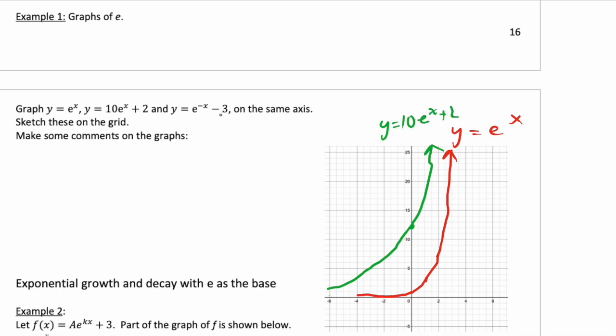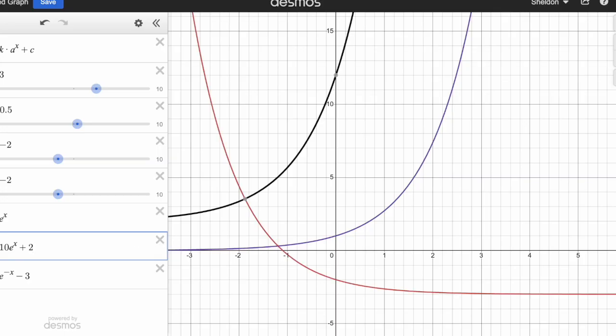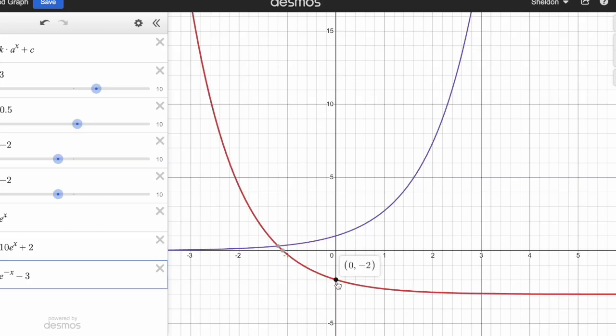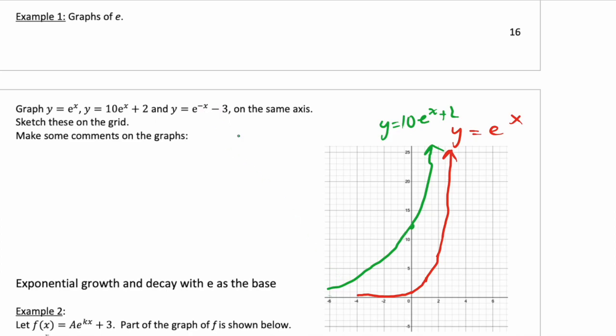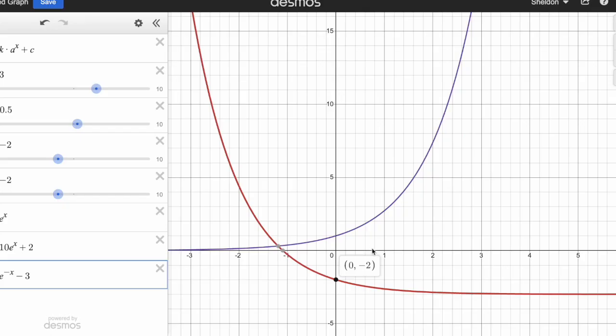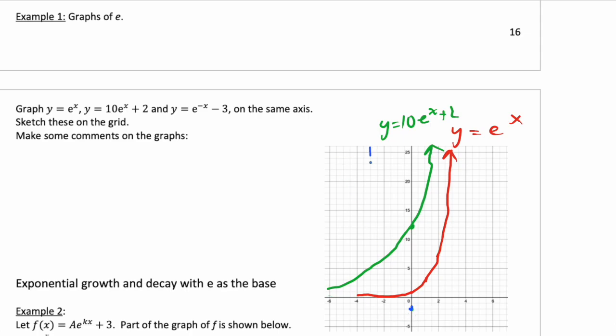And this one's got negative 3, so the horizontal asymptote is going to shift down 3. And it's got a negative x. That means it's going to be a decreasing function. It's got a y-intercept of negative 2. Let's use blue. It's a decreasing function. It's got a horizontal asymptote of negative 3, so I've got to make sure I don't go below negative 3 here. That's a little bit challenging, but it gets closer and closer to negative 3, but doesn't hit it.